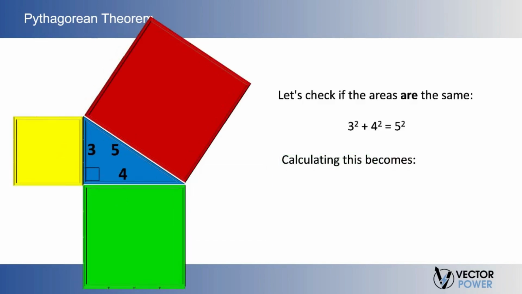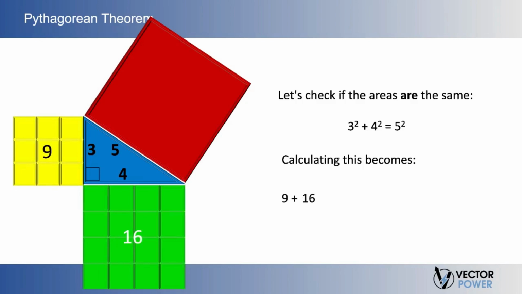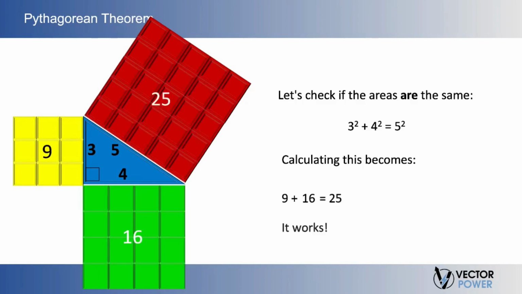So, let's check if the areas are the same. 3 squared plus 4 squared equals 5 squared. Calculating this becomes 9 plus 16 equals 25. Hey, look at that. It works.